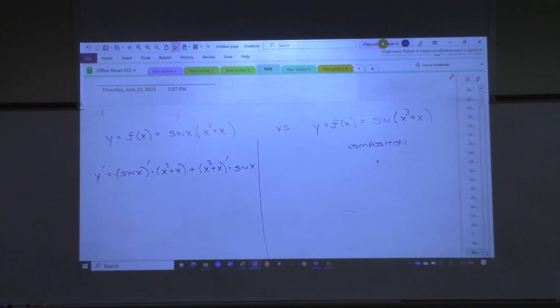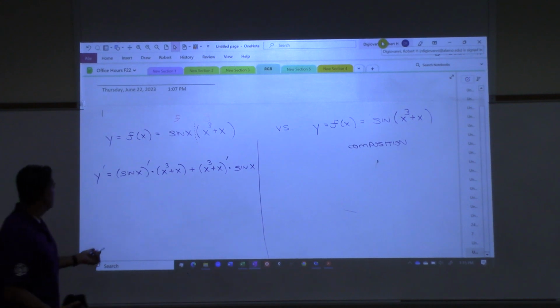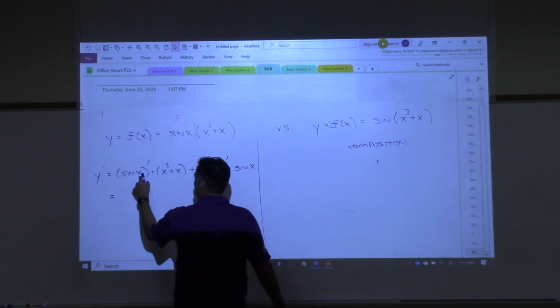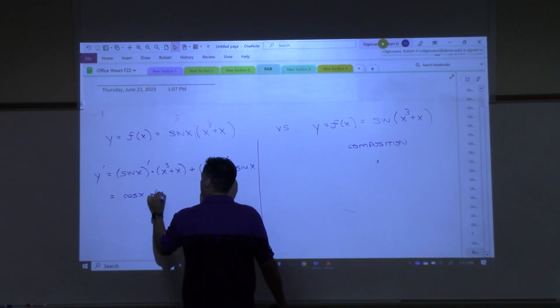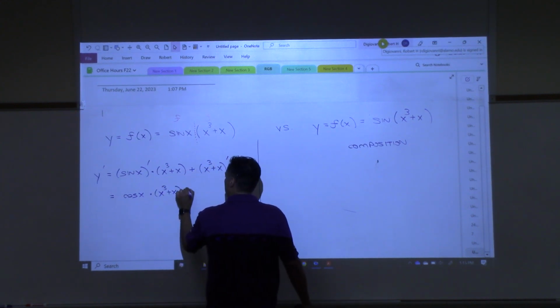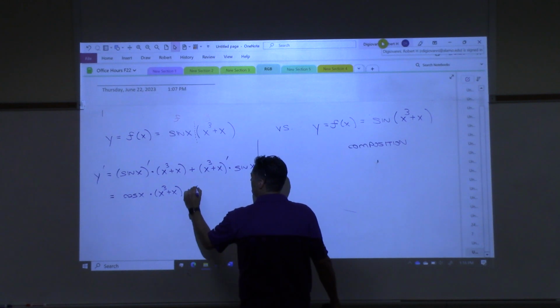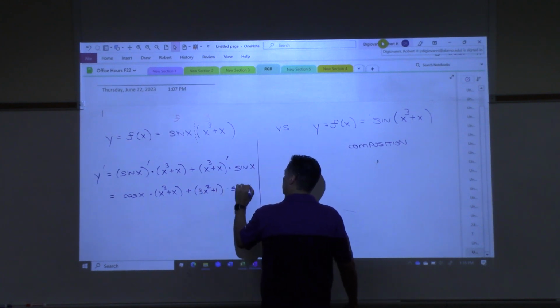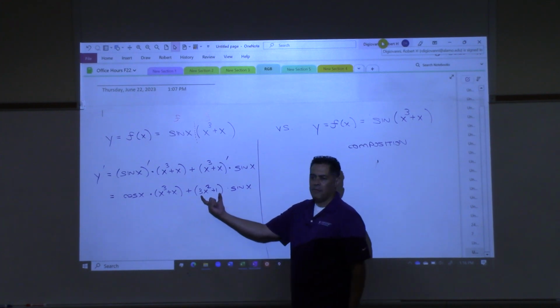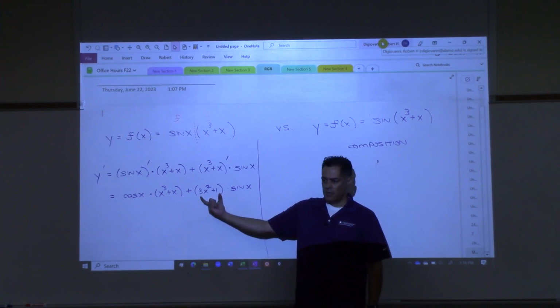Right? And now we actually have to just take derivatives. So the derivative of sine of x is cosine of x times x cubed plus x. And then the derivative of this is 3x squared plus 1, and then times sine x. And I have to have this in parentheses, don't I? Yes, because it's two terms, right?